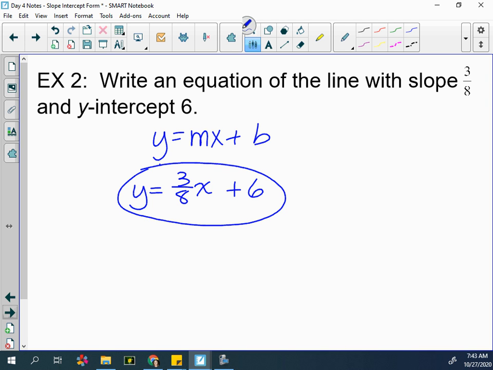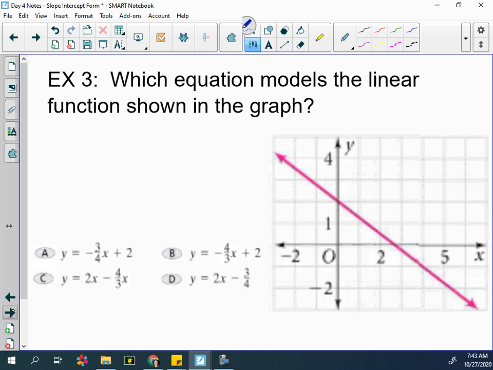Okay, any questions so far? All right, well, let's get into more of the graphing side with this equation. I have a multiple choice question at the bottom. Looks like my graph didn't copy very well. Which equation models a linear function?